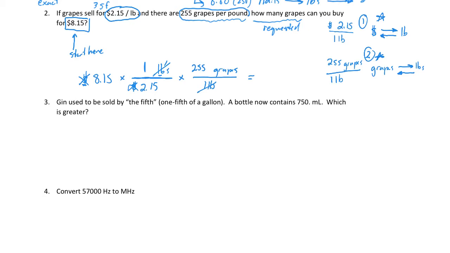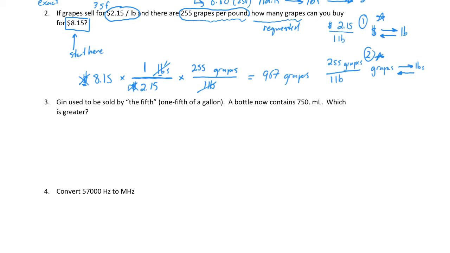So if we plug this in, 8.15 divided by 2.15 equals, and then multiply that by 255. And what you'll be left with is 967, I believe, grapes. And I'm not going to get into the sig figs on this one because, again, there are countables, there's money, it's just very awkward. It's not really worth us worrying about it. So if you have any questions about that one, let me know. Let's go to the next problem.